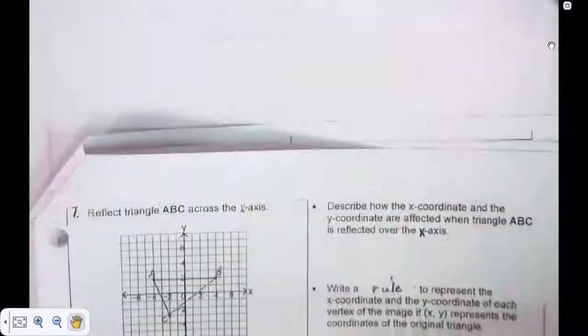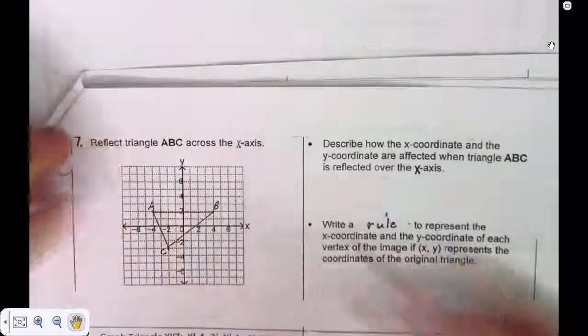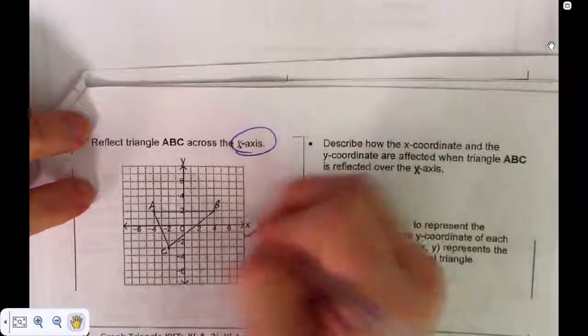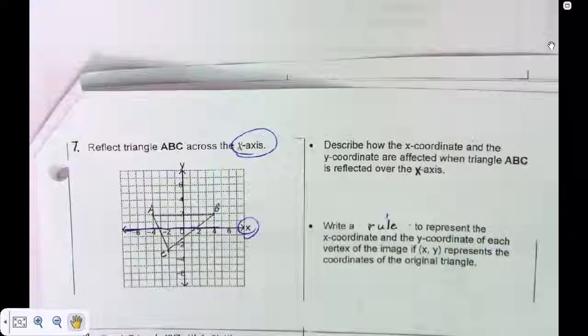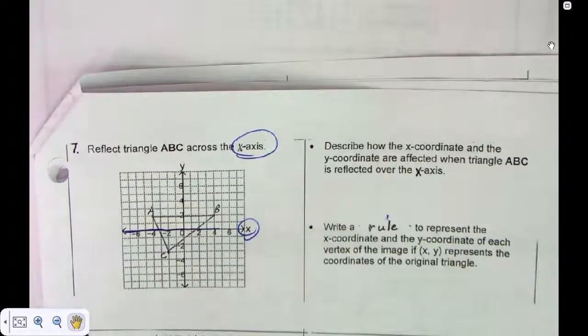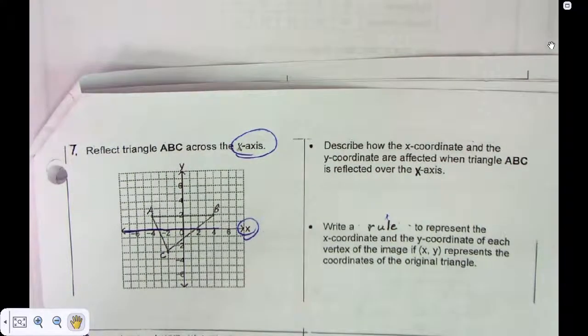Okay, number 7, reflecting over the x-axis. So again, guys, you go over the x-axis with each point. I'm going to give you a minute to do it. Go. Reflect over the x-axis. Each point, if you missed it. Take A, flip A over the X. Flip B over the X. C over the X.